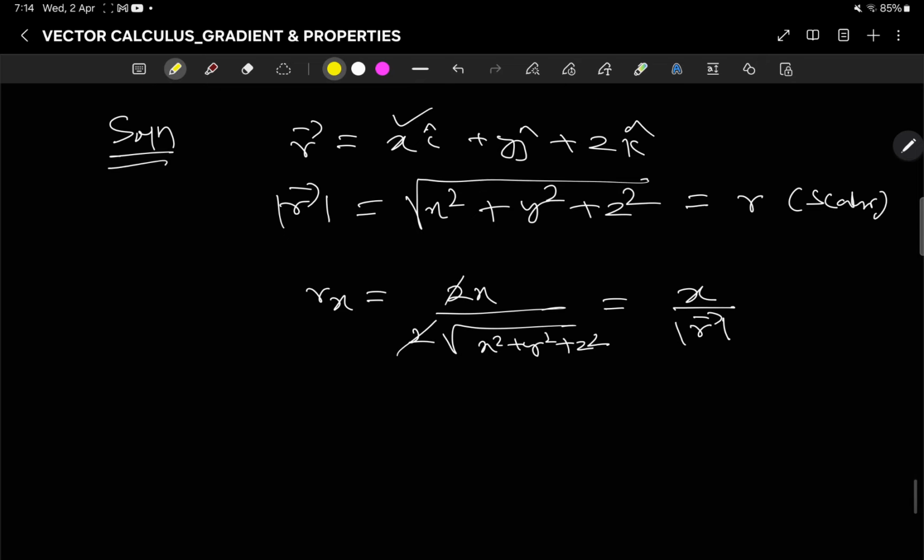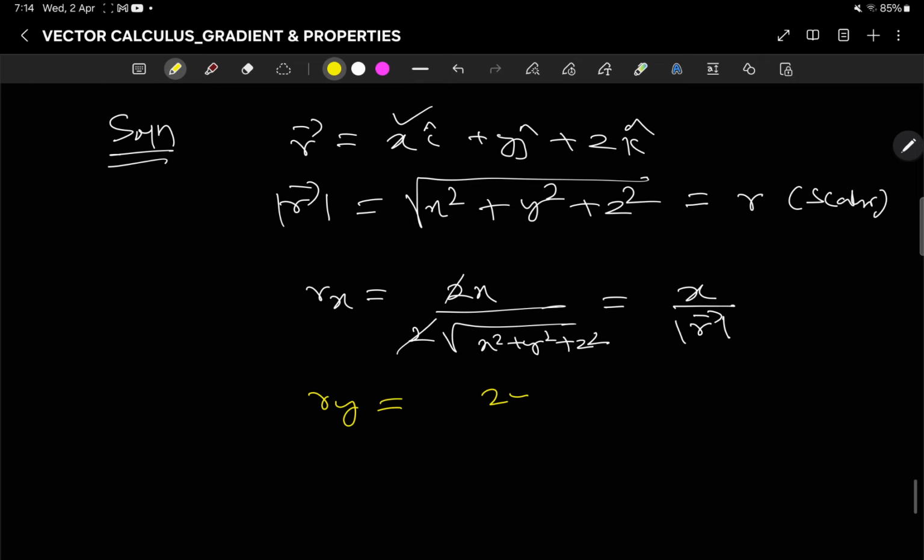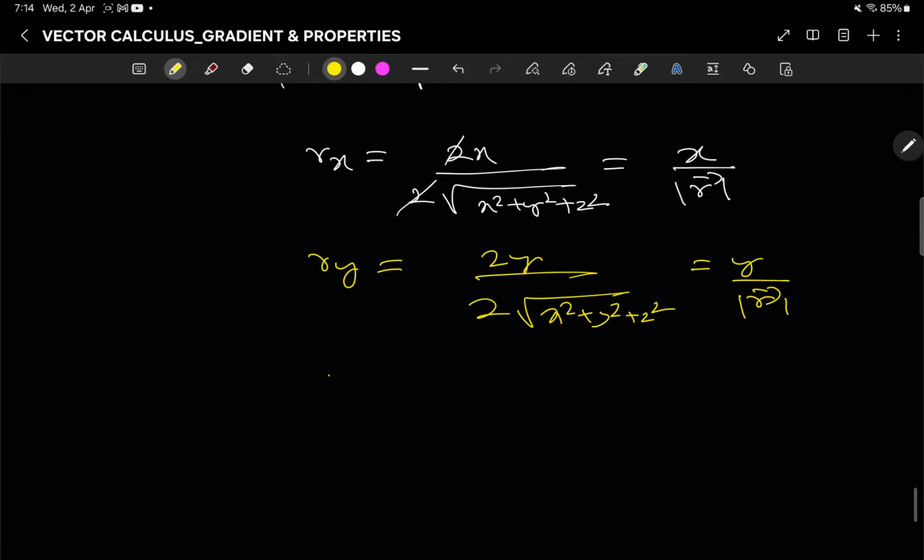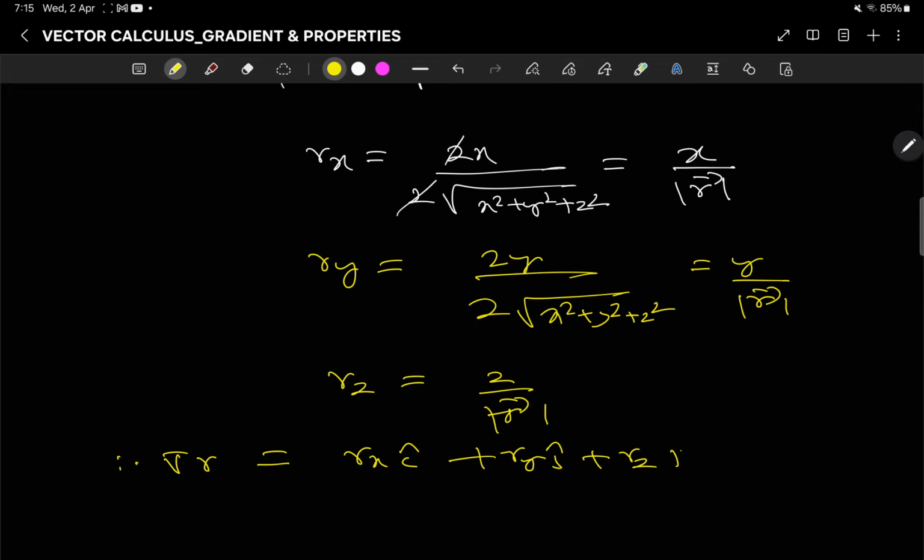Similarly, what is my ry? ry will be 2y divided by 2 into the square root of x square plus y square plus z square. So it is again y by modulus of r. Similarly, what is rz? rz is z by modulus of r. So therefore, what is grad r? Grad r is rx i plus ry j plus rz k.